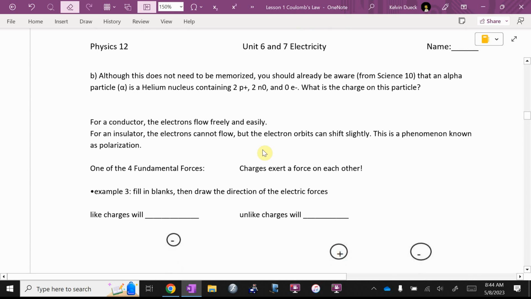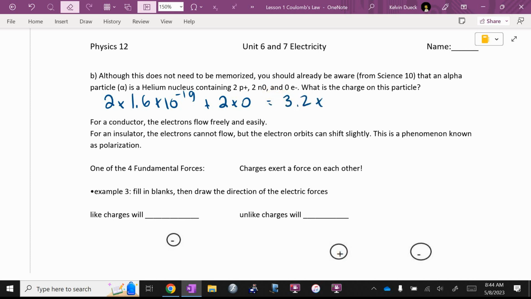All right. Turn the page. Although this does not need to be memorized, you may have seen from Science 10, now your Science 10 was interrupted by a pandemic, but you may have seen that an alpha particle, symbol alpha, is a helium nucleus. It has 2 protons, 2 neutrons, and no electrons. What's the charge on this particle? Well, 2 protons would be 2 times 1.6 times 10 to the negative 19, plus 2 neutrons would be 2 times 0, plus no electrons. I think it's going to be 3.2 times 10 to the negative 19 coulombs.